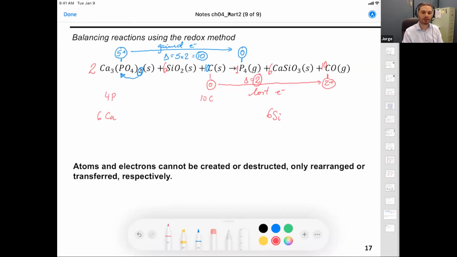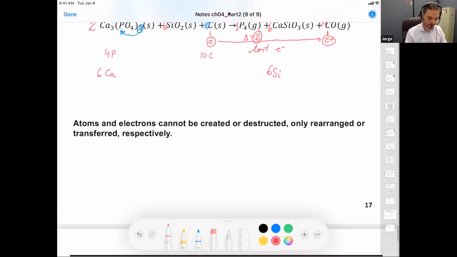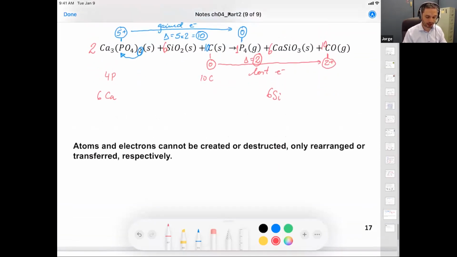It doesn't need to be a gas all the time. You can use that, and that will lead you to a start, and from there you just adjust the other numbers. Always remember here that atoms and electrons cannot be created or destroyed. They are only rearranged or transferred, respectively. If someone is gaining electrons, someone has to lose electrons.